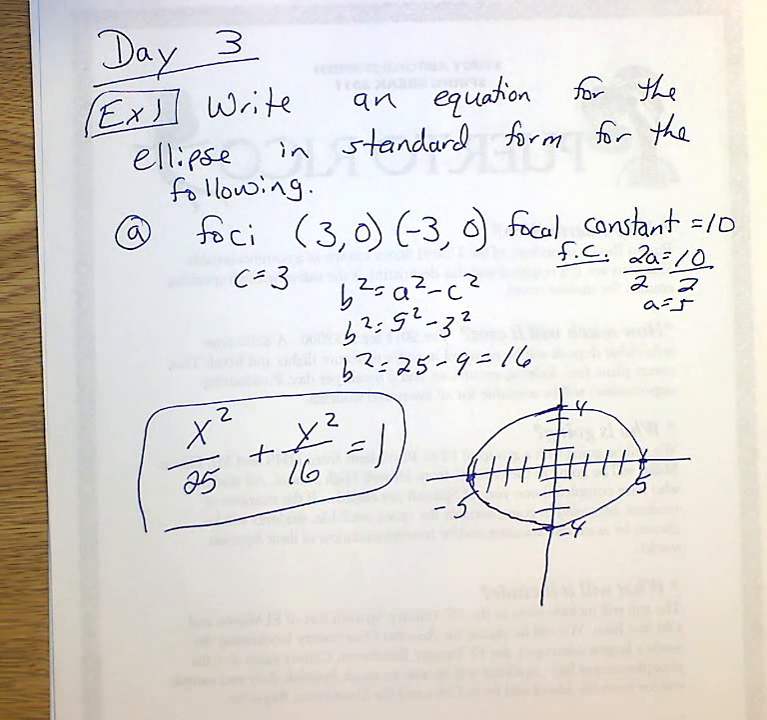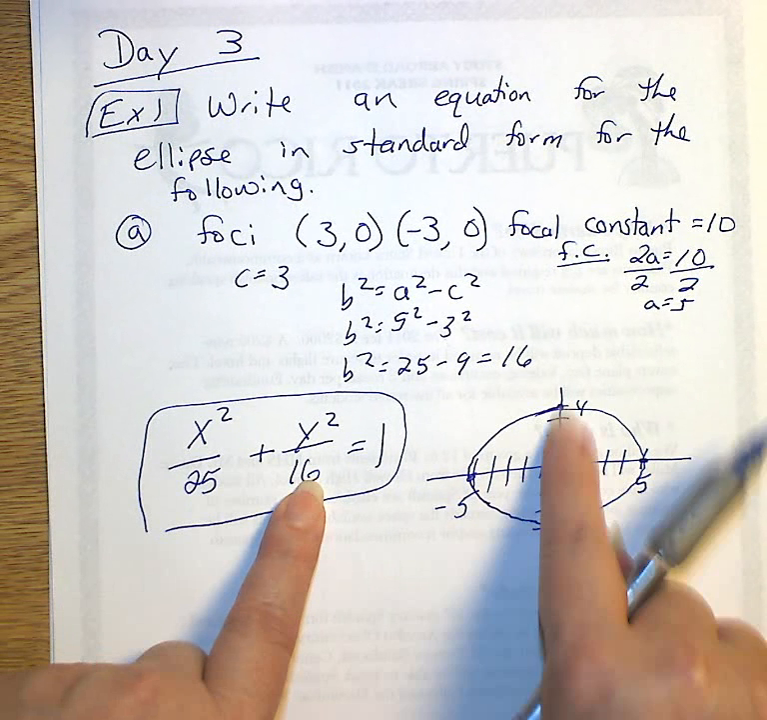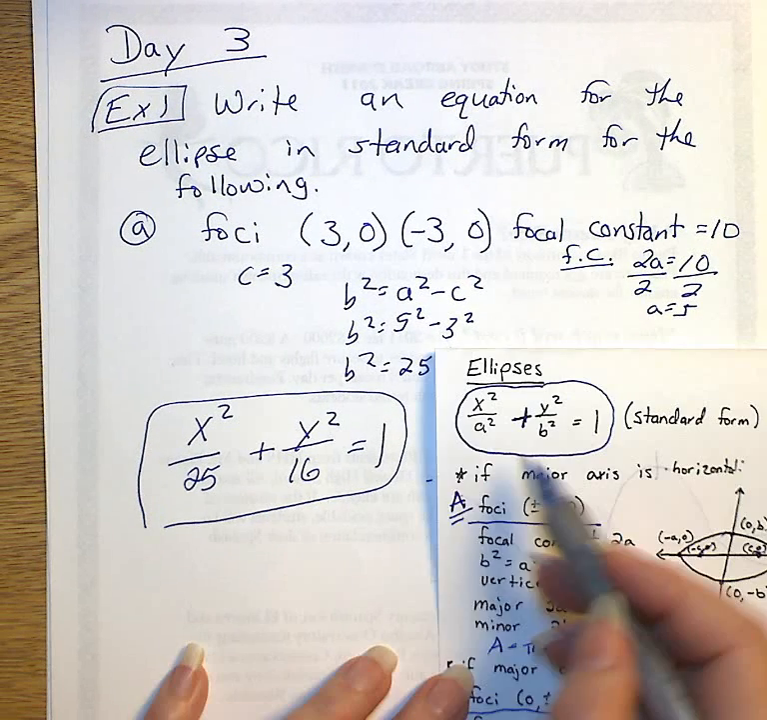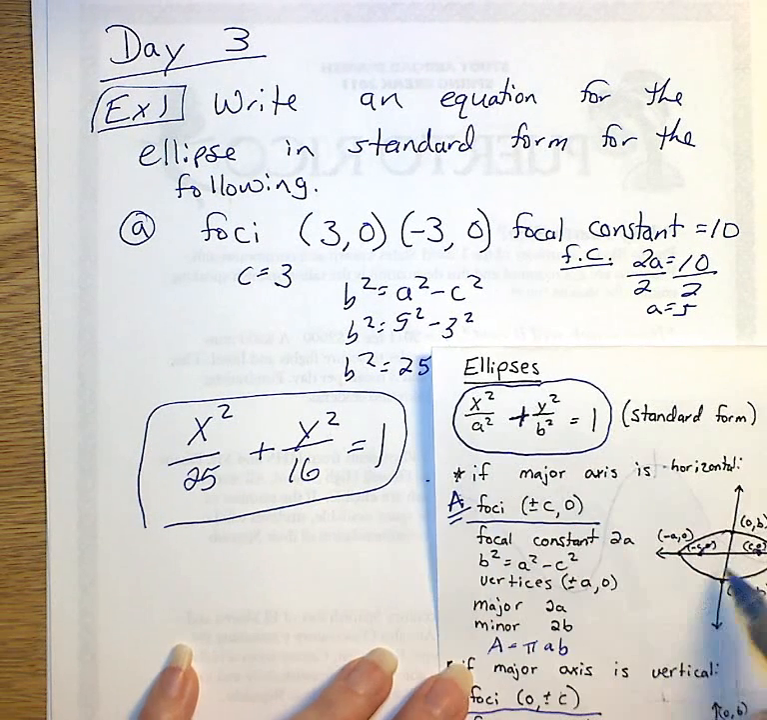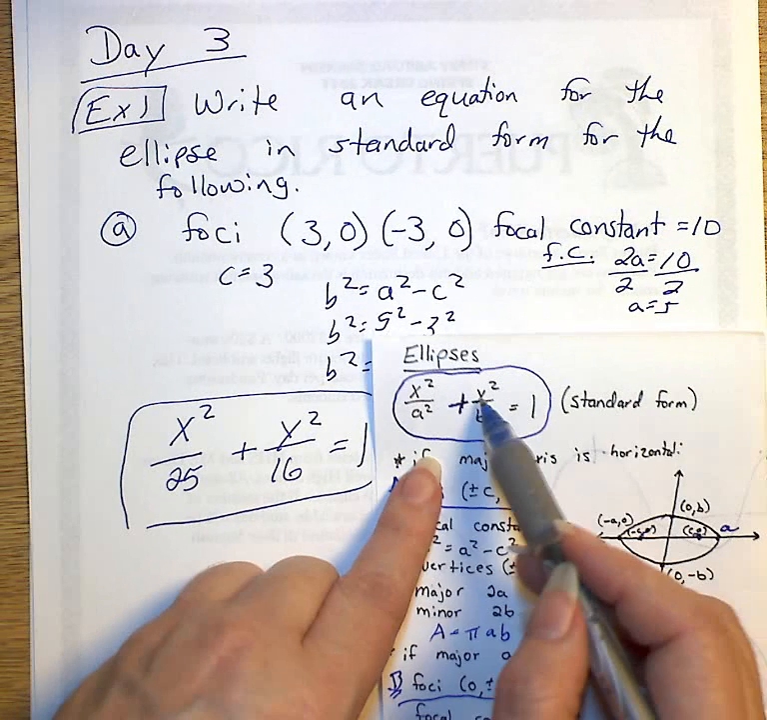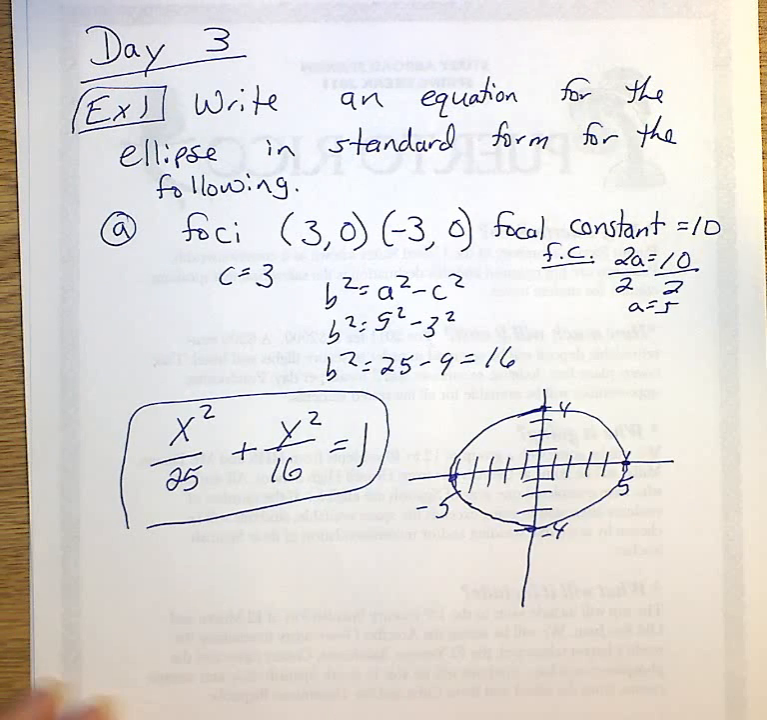So you take the square root of what's under the y, and that's what your y-axis values are. Same thing with the x, because underneath it is a squared, so this is just a. And the y's are b squared, so that's just b. Okay. And we're going to be able to use this on the quiz.